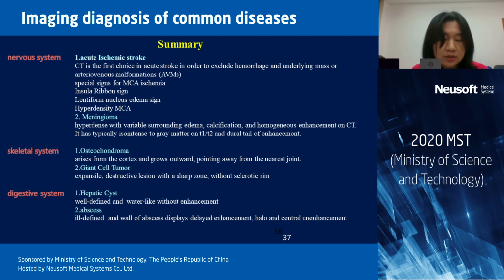In skeletal system, containing two common diseases, osteochondroma, the tumor arises from the cortex and grows outside, pointing away from the nearest joint. Giant cell tumor is an expansive destructive lesion with a sharp border without sclerotic rim.